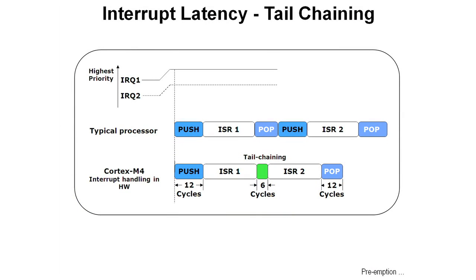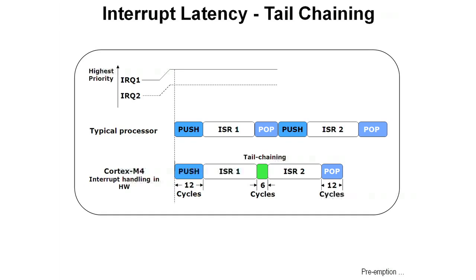The first thing to look at in terms of improved interrupt latency is tail chaining. Here we have 2 interrupts that go off at basically the same time: IRQ1, which is the highest priority, and IRQ2. In a typical processor, the interrupts would go off, it would push the state of the processor, run the highest priority interrupt service routine, pop the state of the processor, see that there was another interrupt pending, push the state of the processor, run the second service routine, and then pop the state of the processor again. The pop and the push right there in the middle are doing the exact same thing in opposite directions, so there's no need to do those.